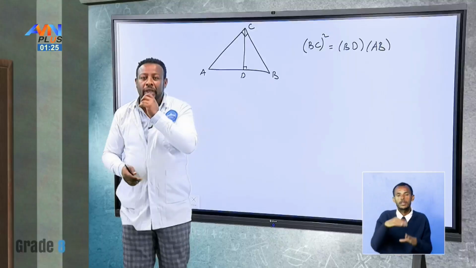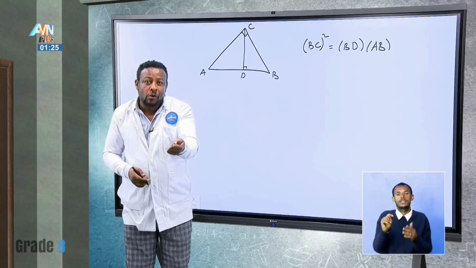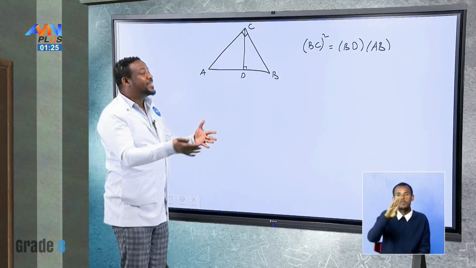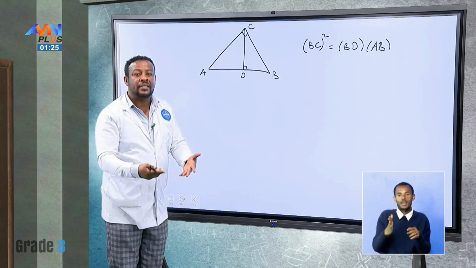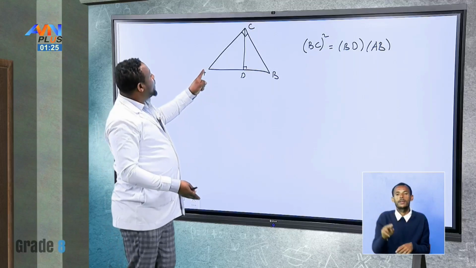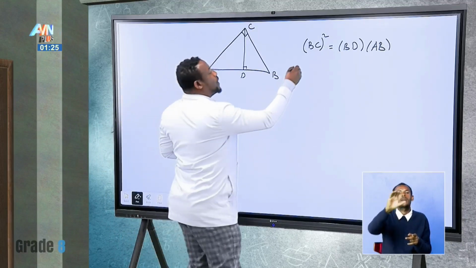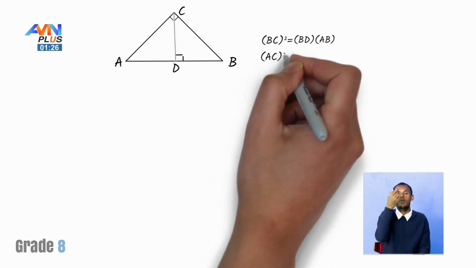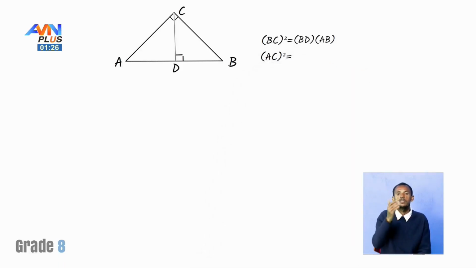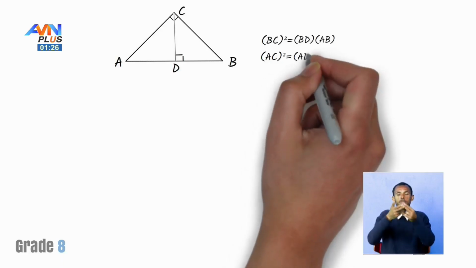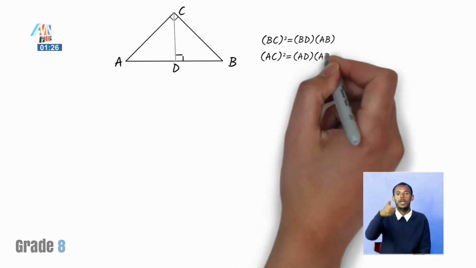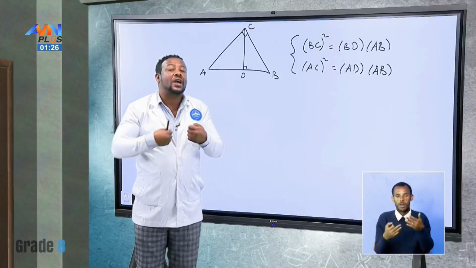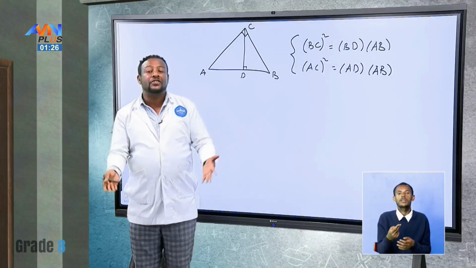Okay, this is one of the formula that we derived in altitude theorem, right? The second formula is we have another leg, okay? AC and BC are legs, and the longest side AB is the hypotenuse. Okay, the square of AC is equal to the product of the adjacent side AD times the hypotenuse AB. Okay, these two are the formulas that we derived in Euclid's theorem, right?